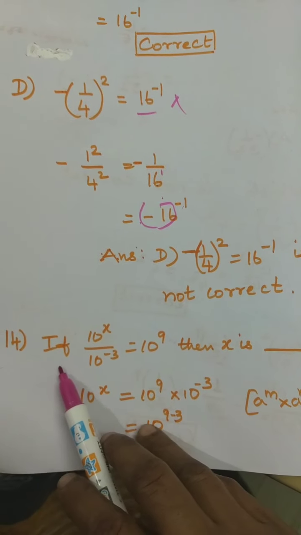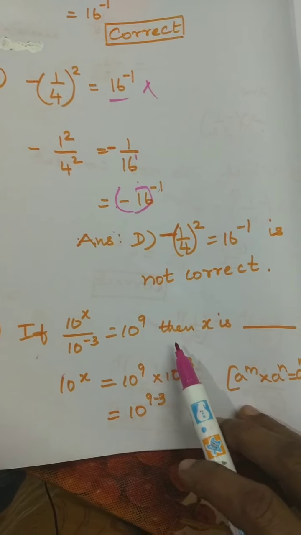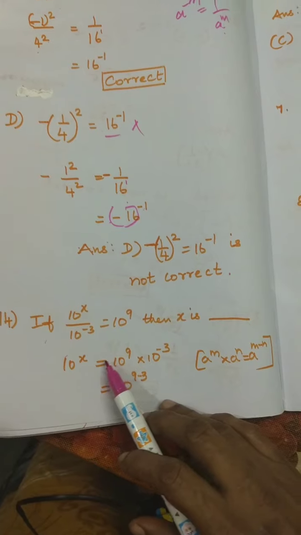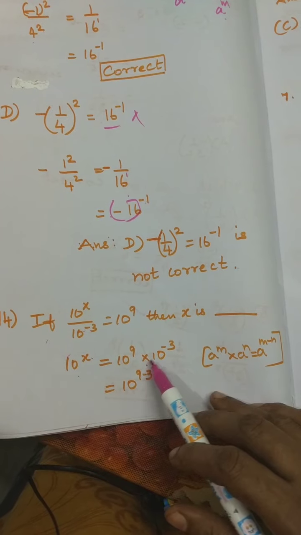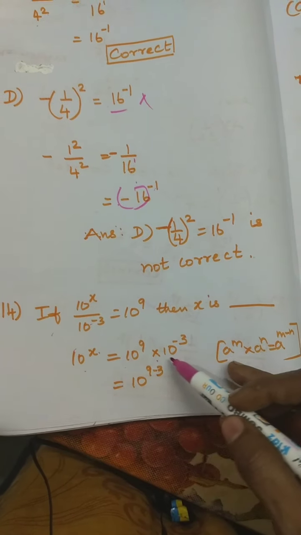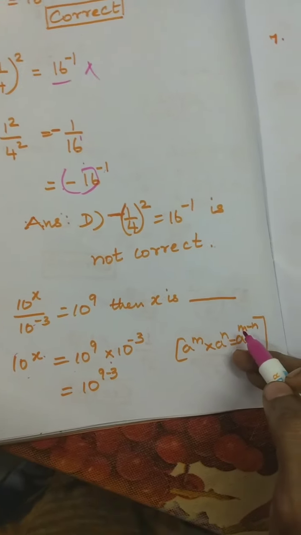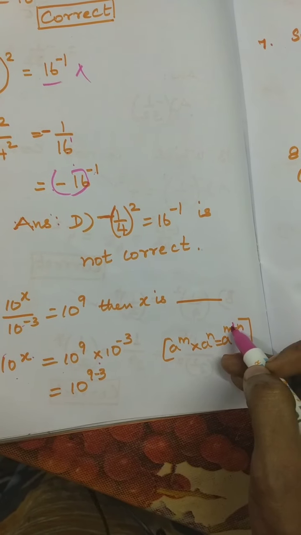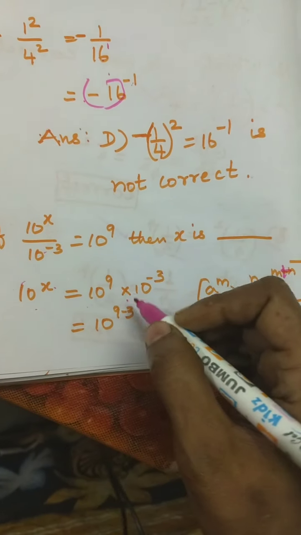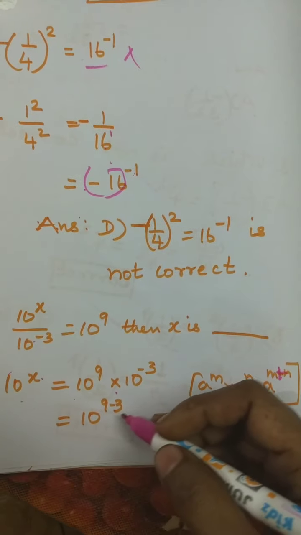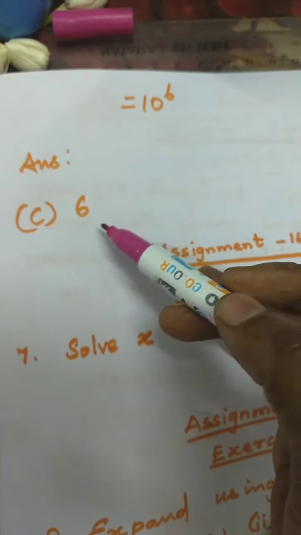Then the 14th one. If 10 power x by 10 power minus 3 is equal to 10 power 9, then find the x value. 10 power x, you bring this to that side, which means it will come to the multiplication, 10 power minus 3. Now the bases are same. You have to use this formula, a power m into a power n equal to a power m plus n. So if you add 9 plus minus 3, then it will come as 10 power 9 minus 3, 10 power 6. So the answer is C, 6.